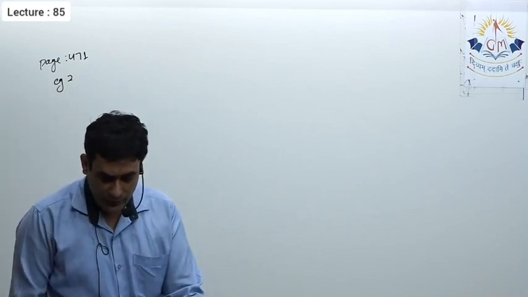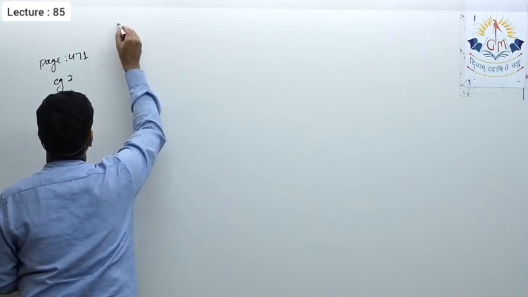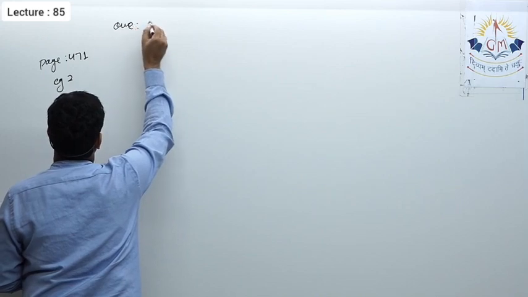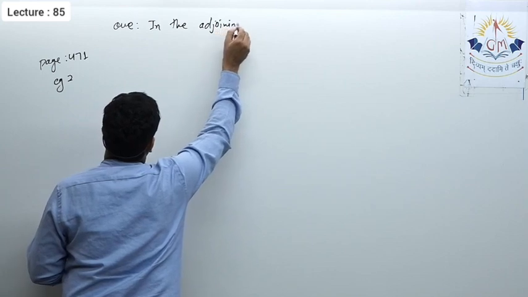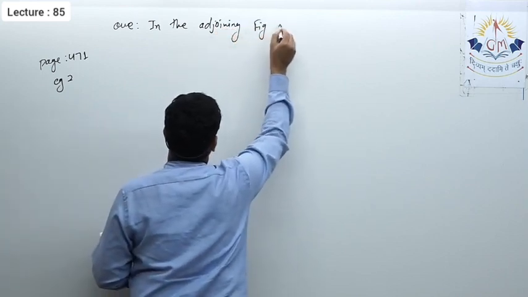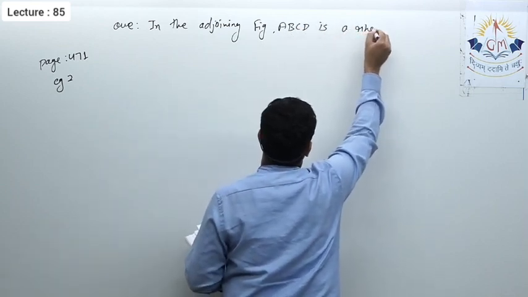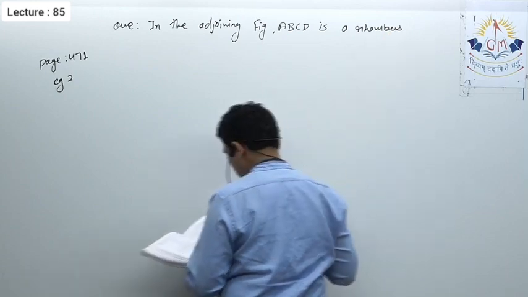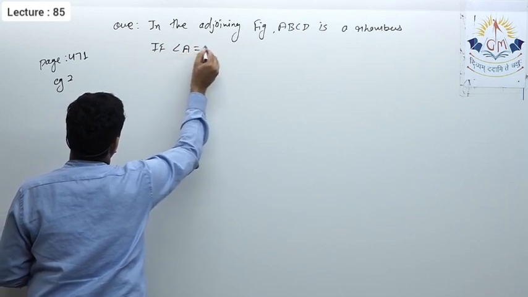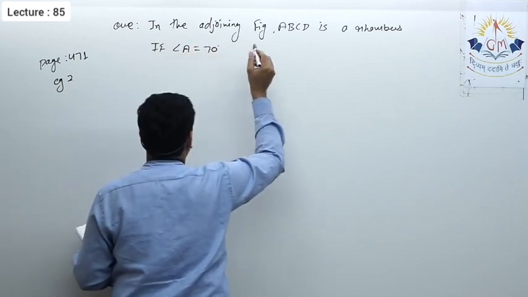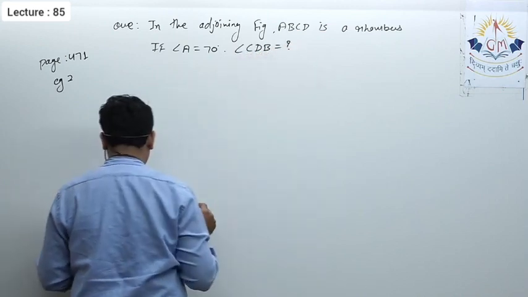Question is, in the adjoining figure ABCD is a rhombus. If angle A is equal to 70 degree, then find the measure of angle CDB.